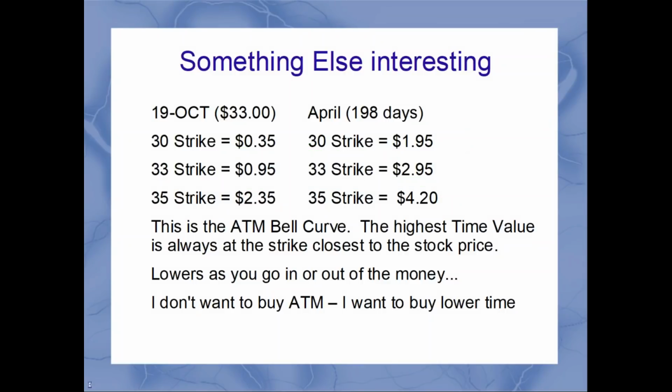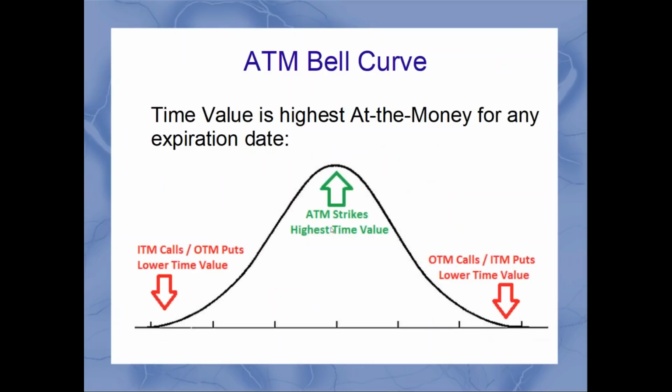So, sorry folks, there we take a look here. Any chain, you can pick up any chain after the webinar. If you've got another screen here and you're just looking at a chain for, say, Apple or something along those lines, you look right at the money. You've got the highest time premium. The lowest time premium occurs if you're in the money with calls or out of the money with puts. Of course, out of the money with calls or in the money with puts.